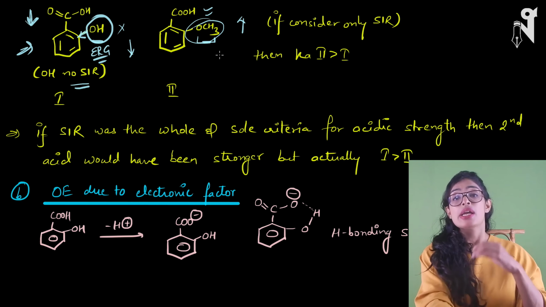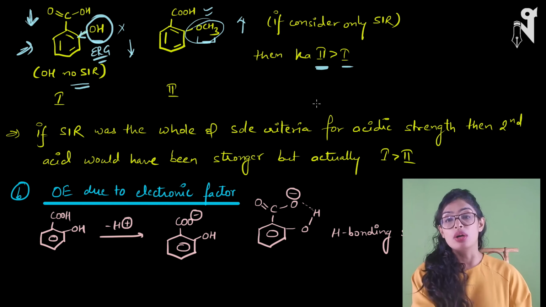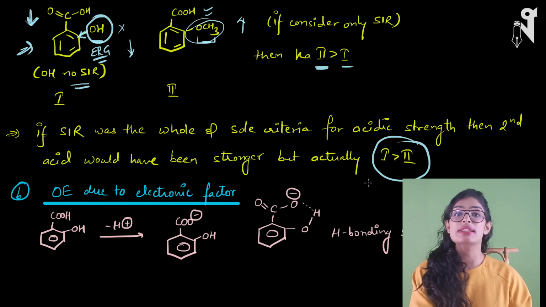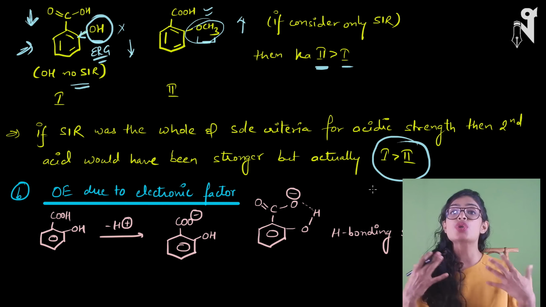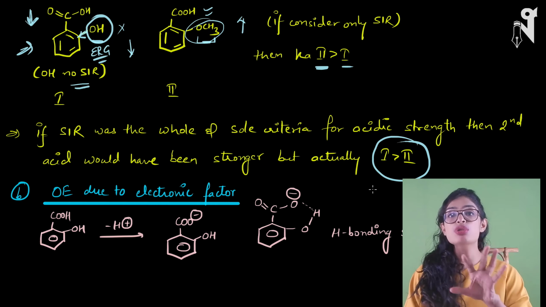So ideally, according to the acidic strength, your second should be more acidic than first, but this is wrong. What is the right answer? The right answer is first is more acidic than second. That means it is not only SIR which is participating and causing the ortho effect to happen. There is definitely something else which is also contributing in the ortho effect.